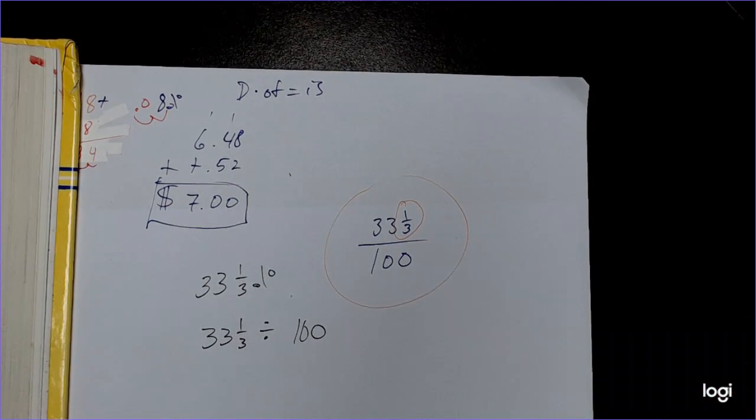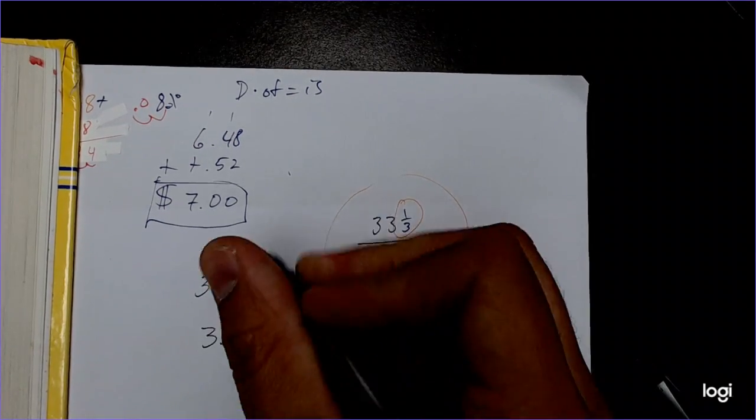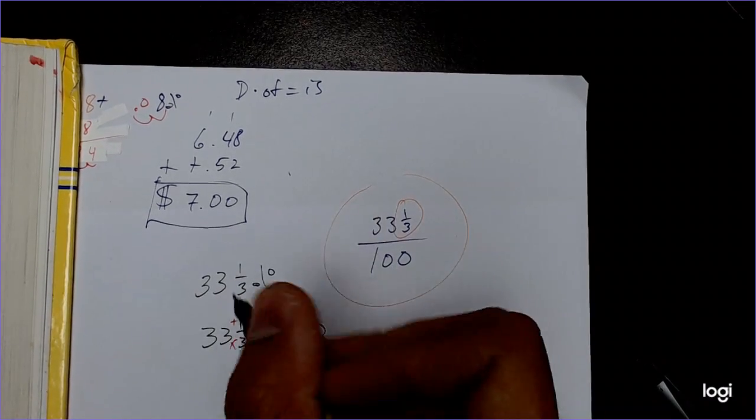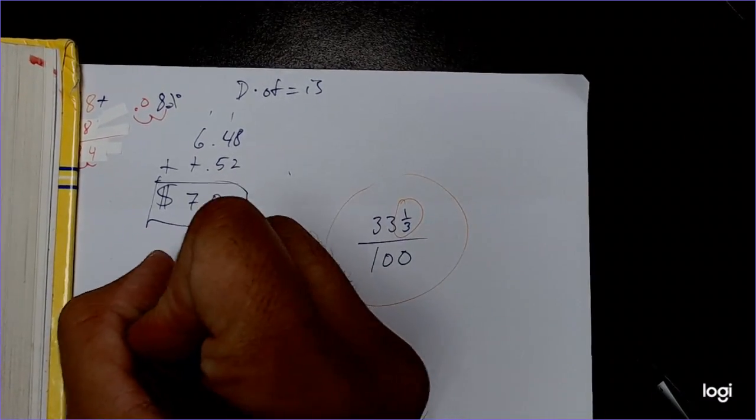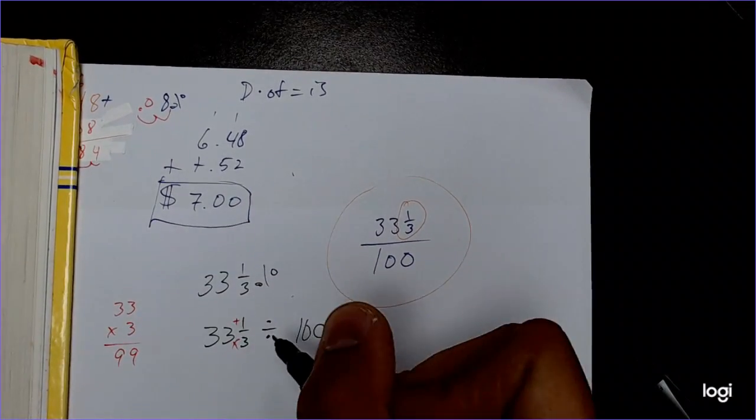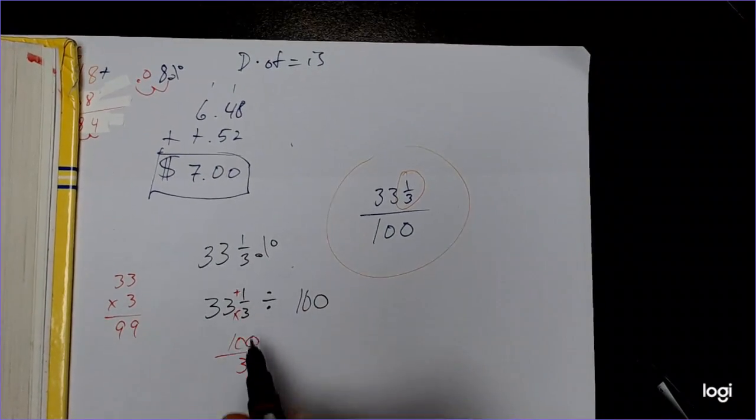Now, once I do this, it's very clear how I should solve this problem. I need to turn this mixed number into an improper fraction. I do that by multiplying and adding. 33 times 3 gives me 99. 99 plus 1 gives me 100 over 3. So I've rewritten that number.